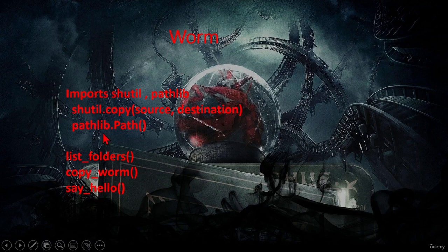So I will explain the algorithm first. We will import shutil and pathlib. I will talk about them because we didn't import them before. Shutil is a library that offers a lot of methods. One of them is copy, which we will use. Shutil copy would copy the source to the destination.